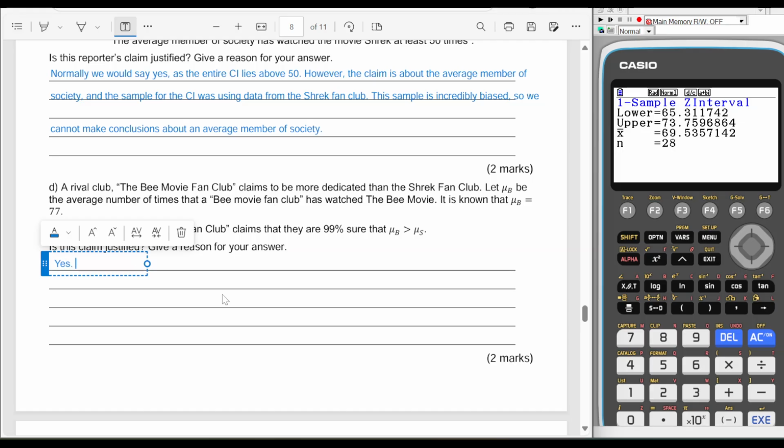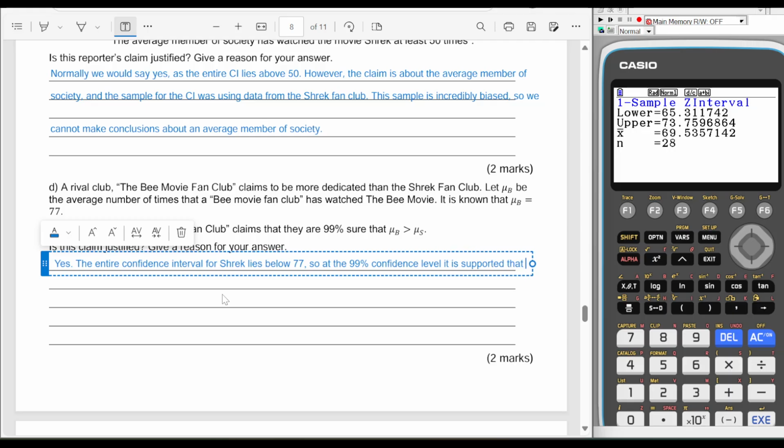So yes, 77 lies in the entire confidence interval. You really should say the word confidence interval, but if you're short on time, you can just write CI. For Shrek, it lies below 77. So at the 99% confidence level, it is supported that the mean for B movie is higher than the mean for Shrek.